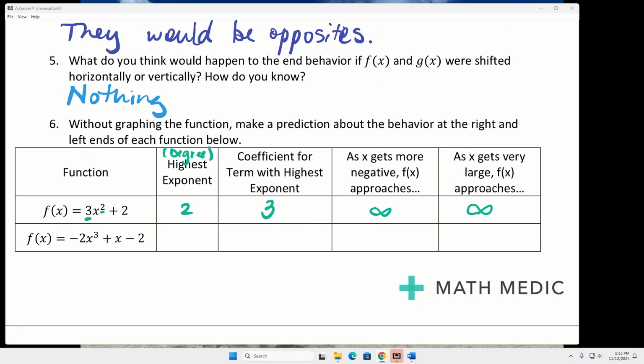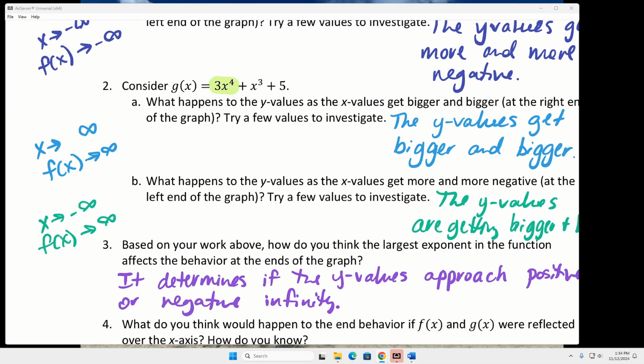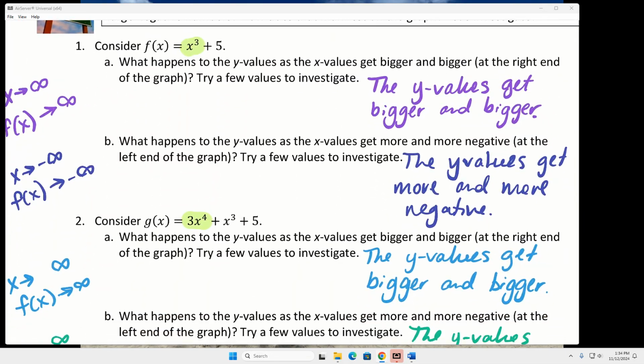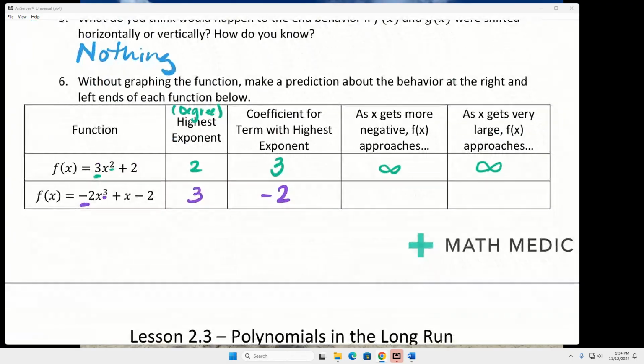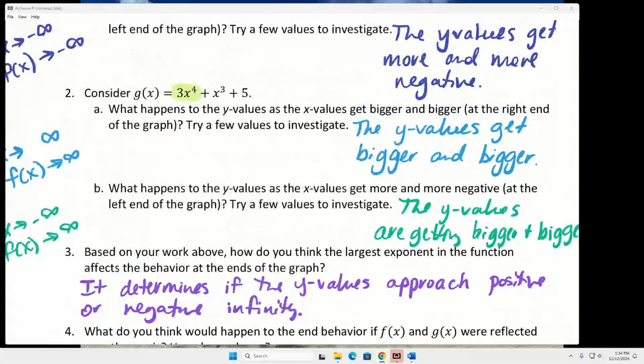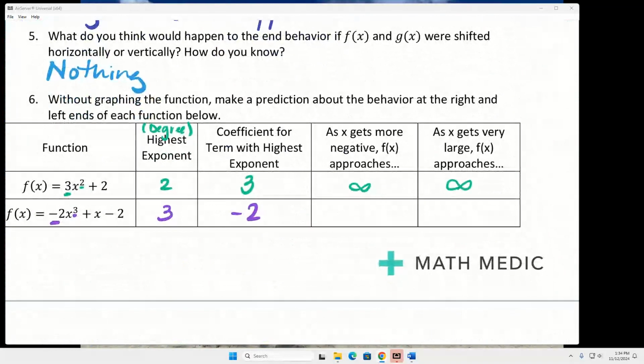All right, and then this one, the degree, or the largest exponent, is 3. And this one, the leading coefficient, is -2. So it's going to be similar to this first one we did, except because of that negative, it's going to be flipped over the x-axis, so it's going to be opposite of what we got for that first one. And so on the negative side of x's, we're going to be going to positive infinity. When x is really, really big, we're going to be going to negative because it's flipped over the x-axis.